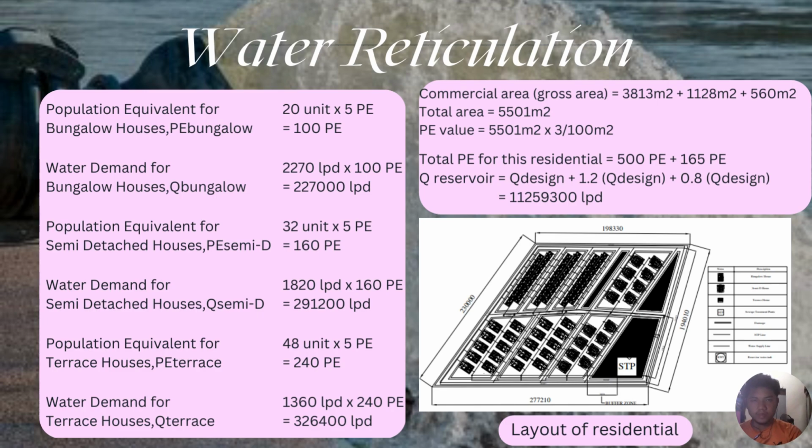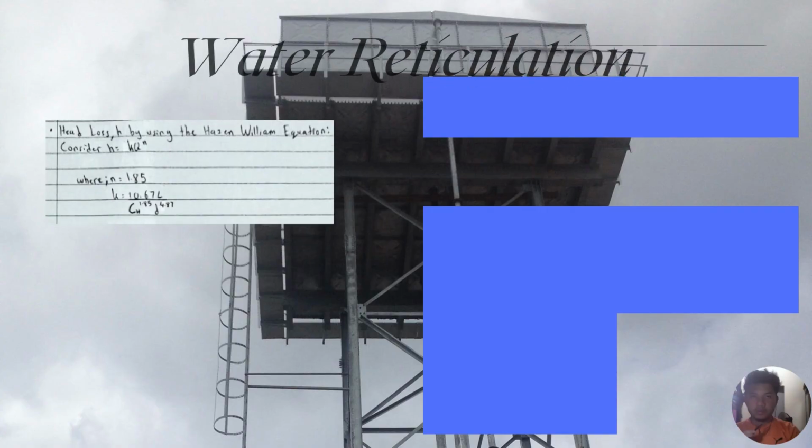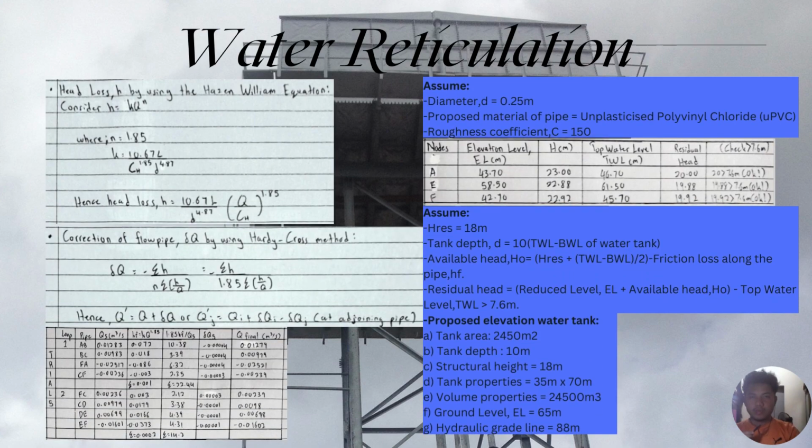326,400 liters per day. For the gross area of this residential, the total area is 5,501 square meters, and the total population equivalent is 665. The key reservoir for this residential is 11,259,300 liters per day. In this slide, I will present the head loss and correction of flow in the pipes.